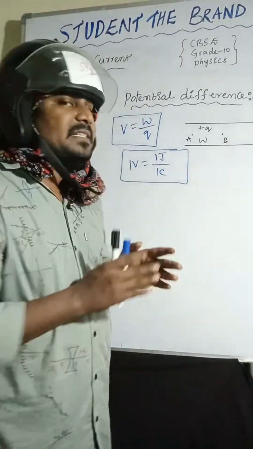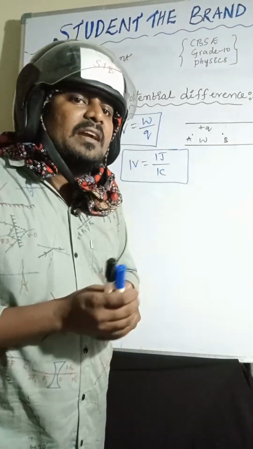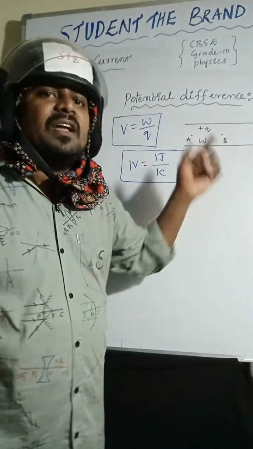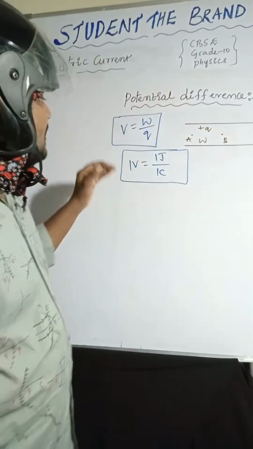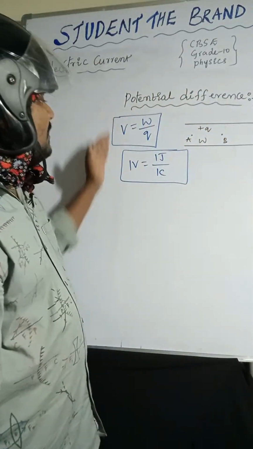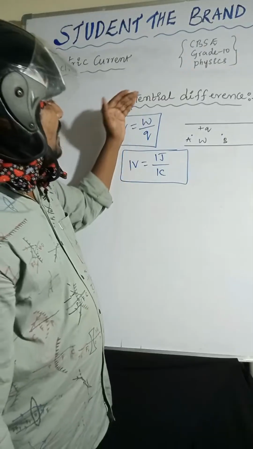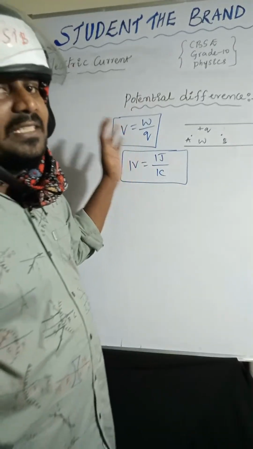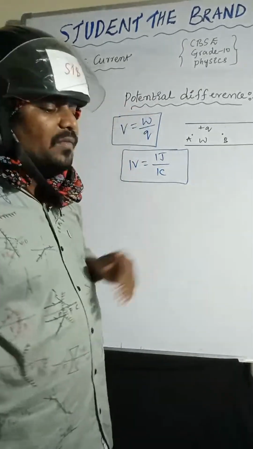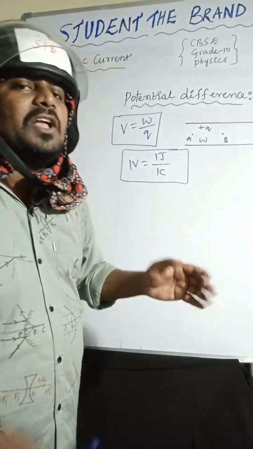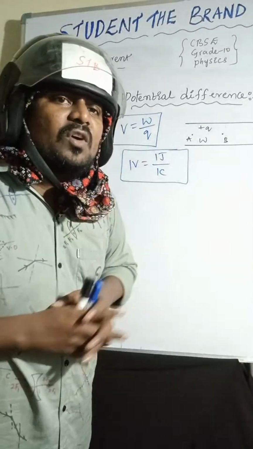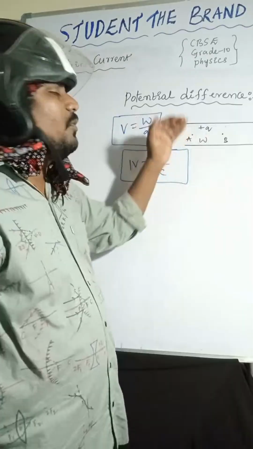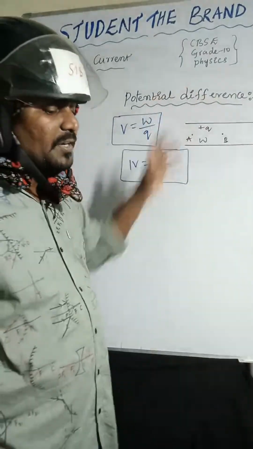So potential difference is nothing but the work done to bring unit positive charge from one point to another point within the conductor. The SI unit of potential is 1 volt. The SI unit of work is joule. The SI unit of charge is coulomb. 1 volt is defined as 1 joule of work done to bring 1 coulomb of charge from one point to another point within the conductor, and that is called potential difference.